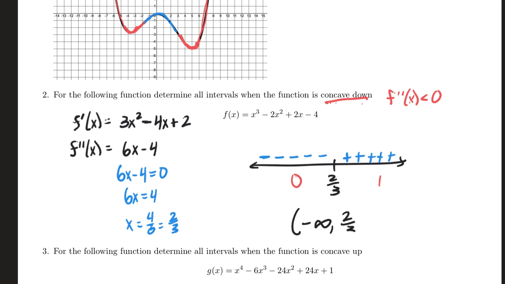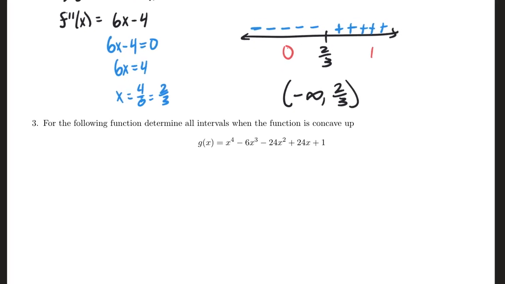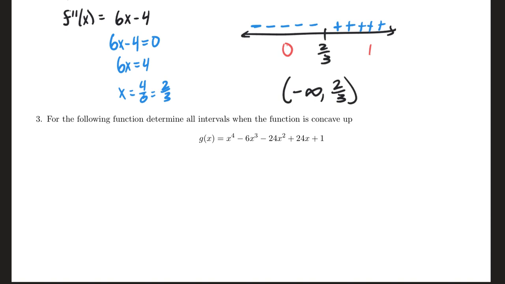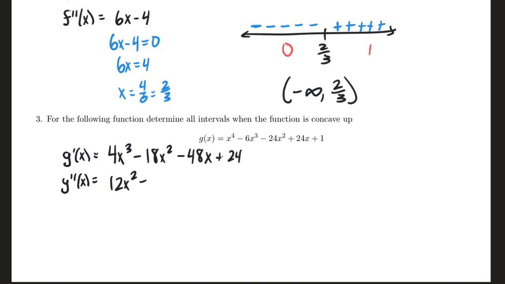Same sign chart process. The only difference is I'm doing it with the second derivative instead of the first derivative. And this problem is going to be the same as the previous problem. We just do it with a new function just to make sure we're comfortable with multiple scenarios. First derivative doing the power rule, second derivative doing the power rule. Again, set it equal to 0 first.